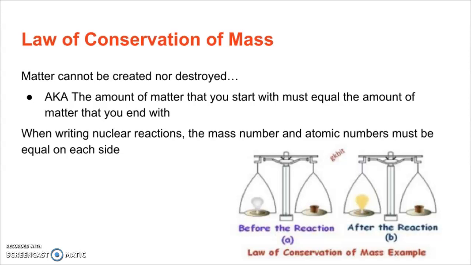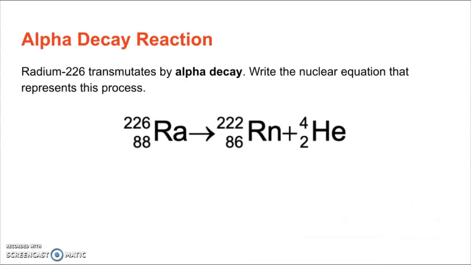And how we do that is that we have to make sure that my mass number and my atomic numbers on each side equal one another. So we're going to start first with my alpha decay reactions. In this example, radium-226 transmutates, meaning it's going to undergo alpha decay, and I write the nuclear reaction equation shown. I'm going to be asking you to write these types of nuclear reactions soon, so keep this in mind.